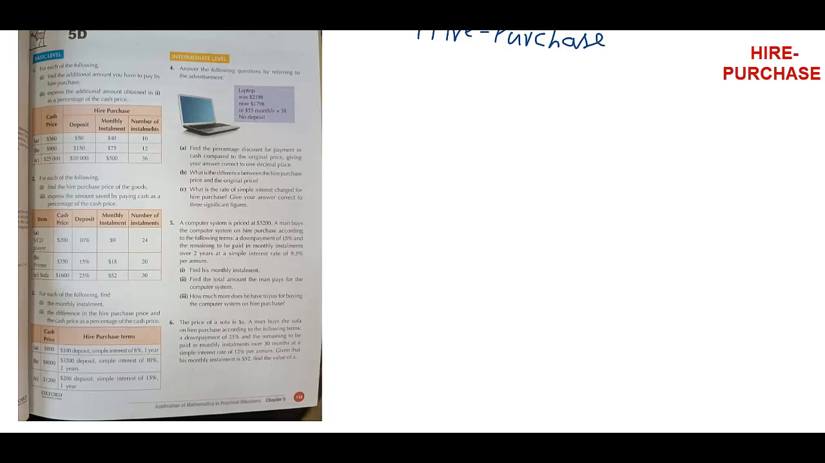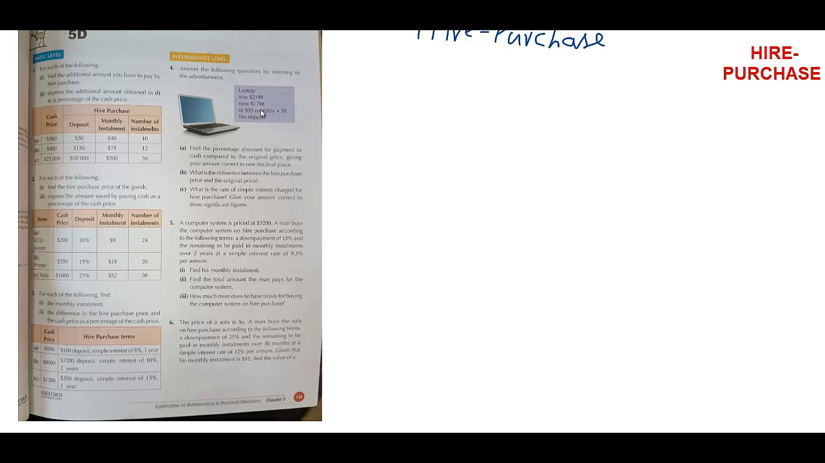So the laptop was 2,198 and now it is 1,798. So it means that if you pay all the cash on the spot, you will get the laptop for 1,798. And the actual price is 2,198. But if you pay the full amount, you will be given a discount, and at the discount you will receive this laptop for 1,798.